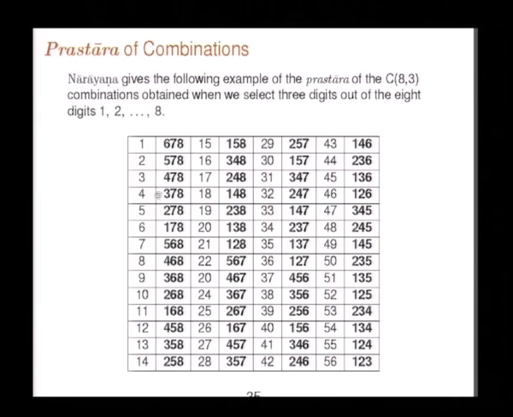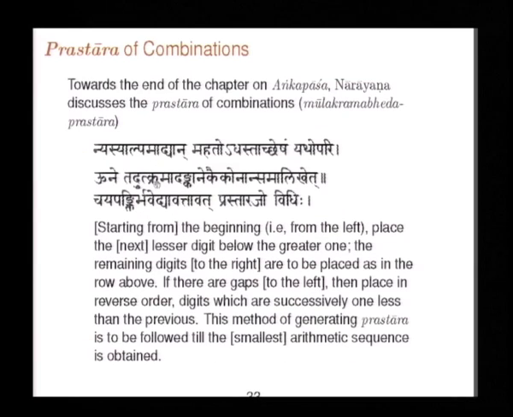So, the rule is written in a fairly slick fashion: Nyasya alpam adyan mahato adhastat shesham yathopari une tad utkramat ankan ekaikonan samalikhet chaya panktihi bhavet yavat tavat prastarajo vidhi.